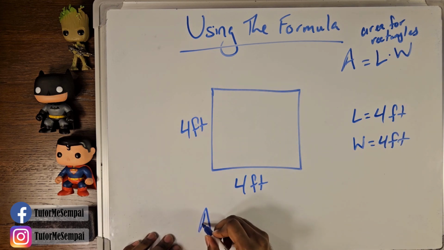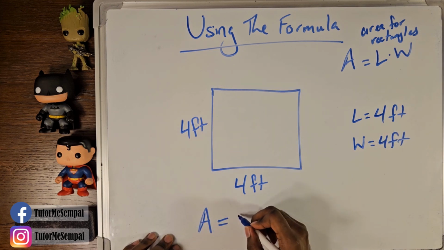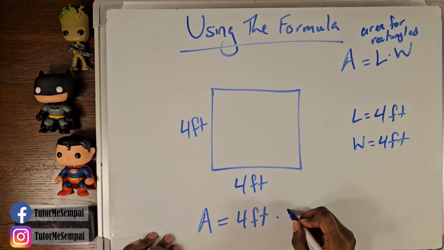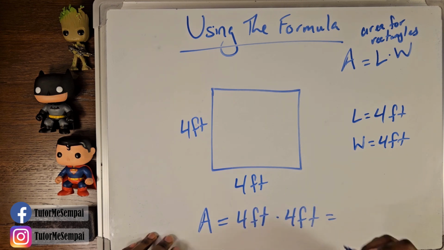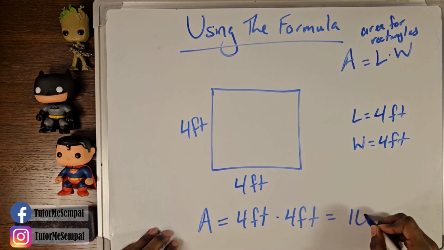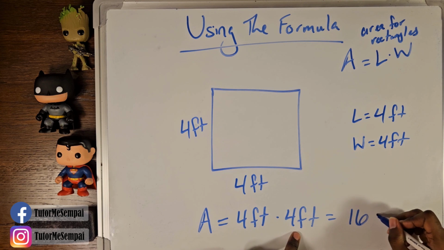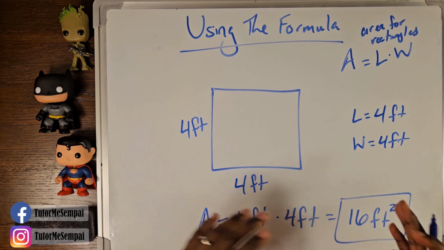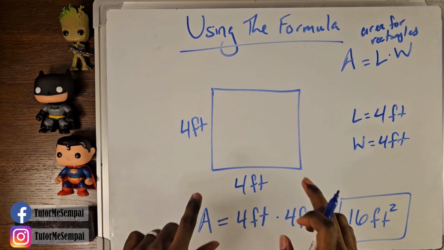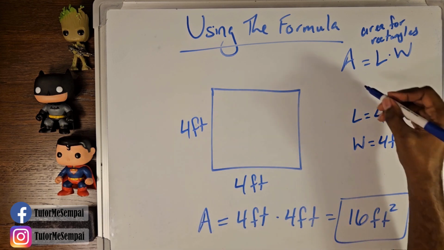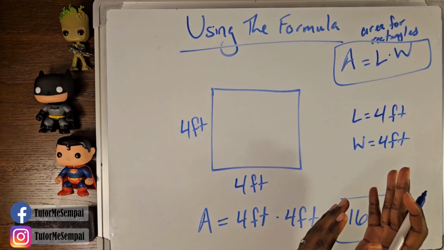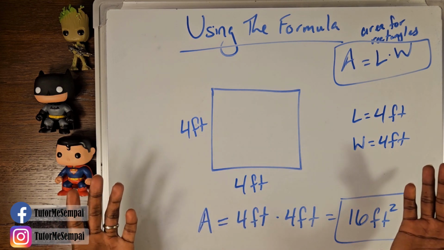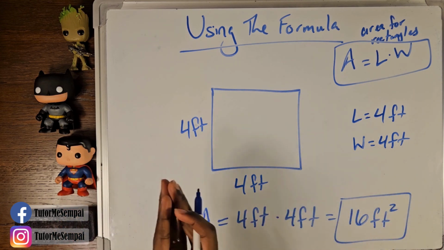The area tells you to do length times width, and that's just going to be 4 feet times 4 feet. What's 4 times 4? That's 16, and you take your units, don't forget your units, and you square the units. You need to remember that your units are going to be square units when you finish. This is the answer to how to find the area of this particular square. And notice we use our area formula for the rectangle. That's all you have to do. You don't even need to remember another formula.